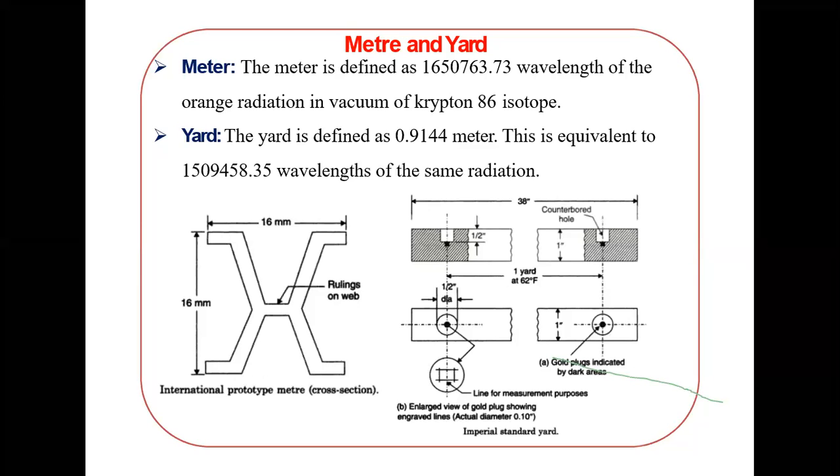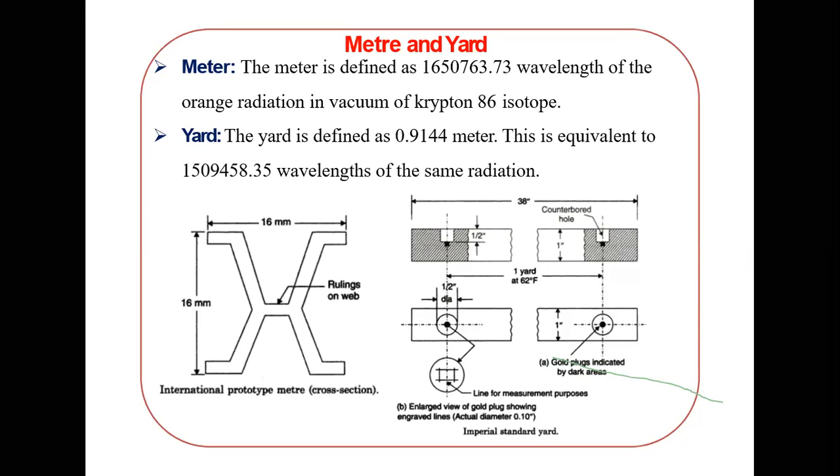Next one is the yard. Yard in Telugu is called gajam, and gajam is called yard in English. The yard is defined as 0.9144 of the meter. So 1 yard is equal to 0.91 meters. This is equivalent to 15 lakh 9450.3 wavelengths of the same radiation.